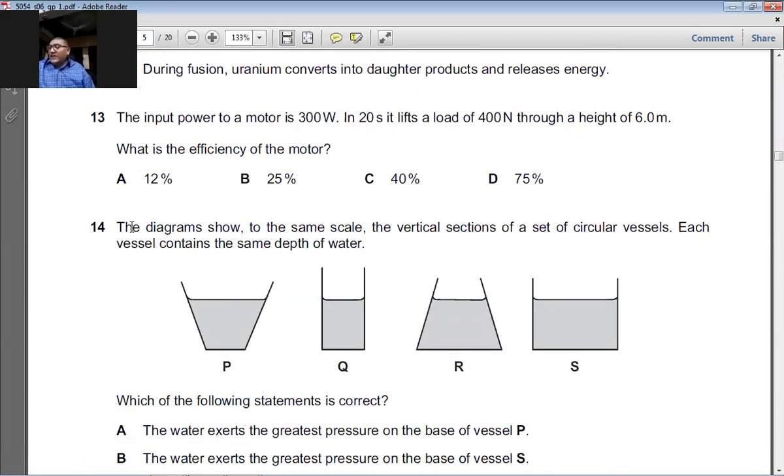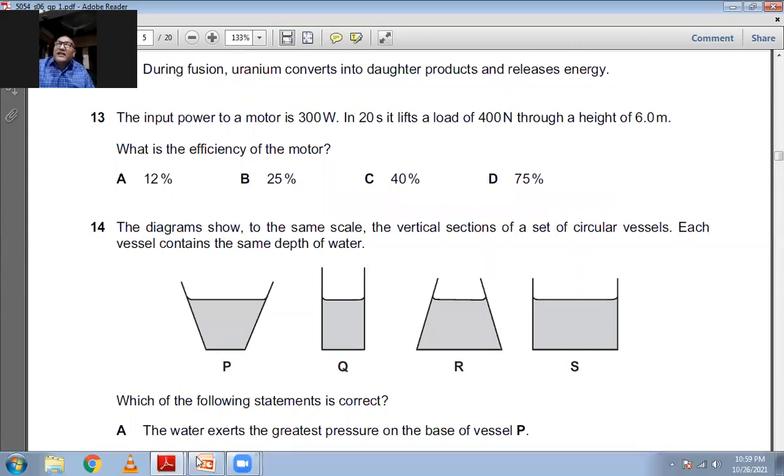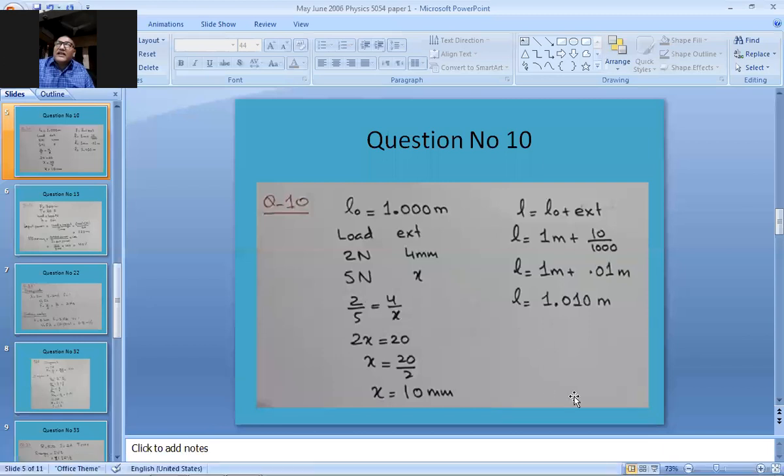So we have question number 13 on your screen. The input power of a motor is 300 watt. In 20 seconds, it lifts a load of 400 Newton through a height of 6 meters. What is the efficiency of the motor? I know the input power. I can find out the output power, and then I can find the efficiency. Very simple. So let me show you.